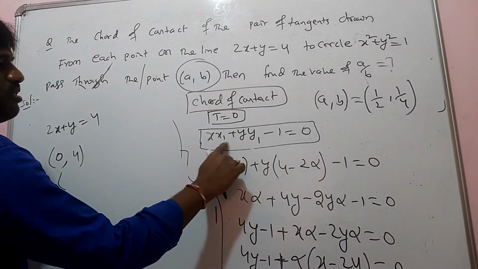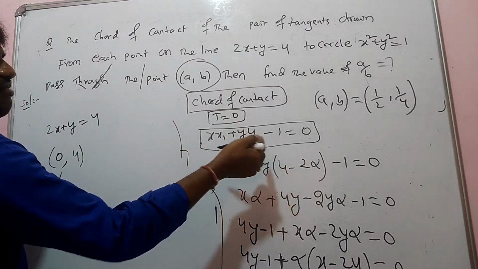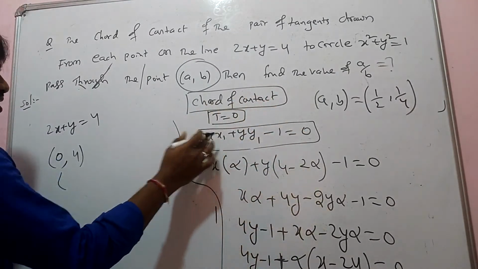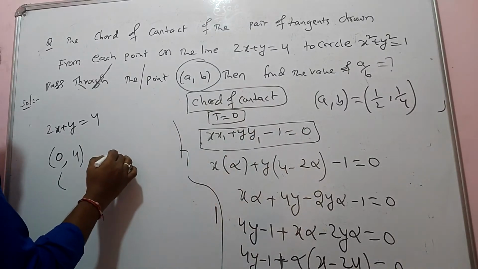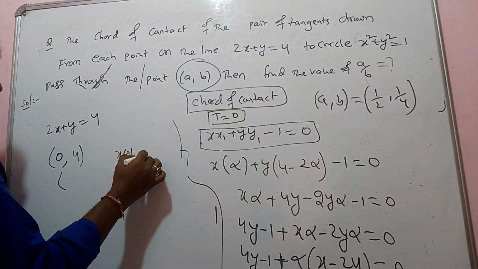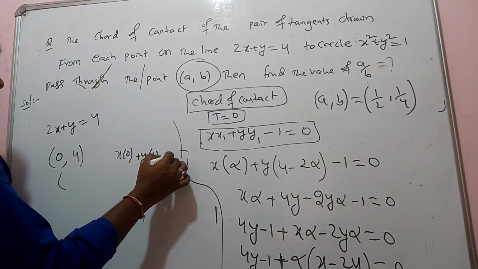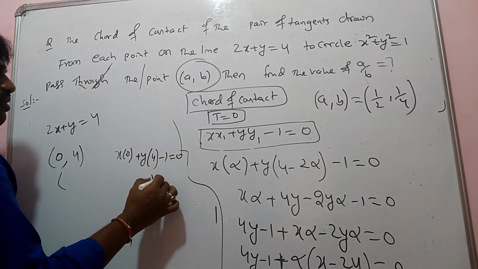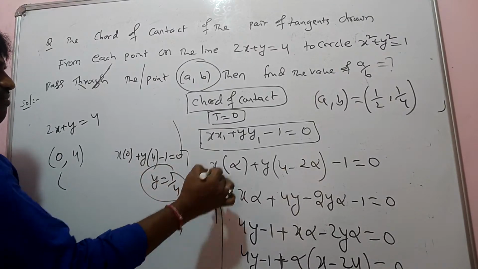In this you substitute 0 comma 4. So you get one equation. Like here, if I substitute here, 4y minus 1 is equal to 0. See here, 0 comma 4, if I substitute x into 0 plus y into 4 minus 1 is equal to 0. So y directly you are getting, y value you are getting 1 by 4.